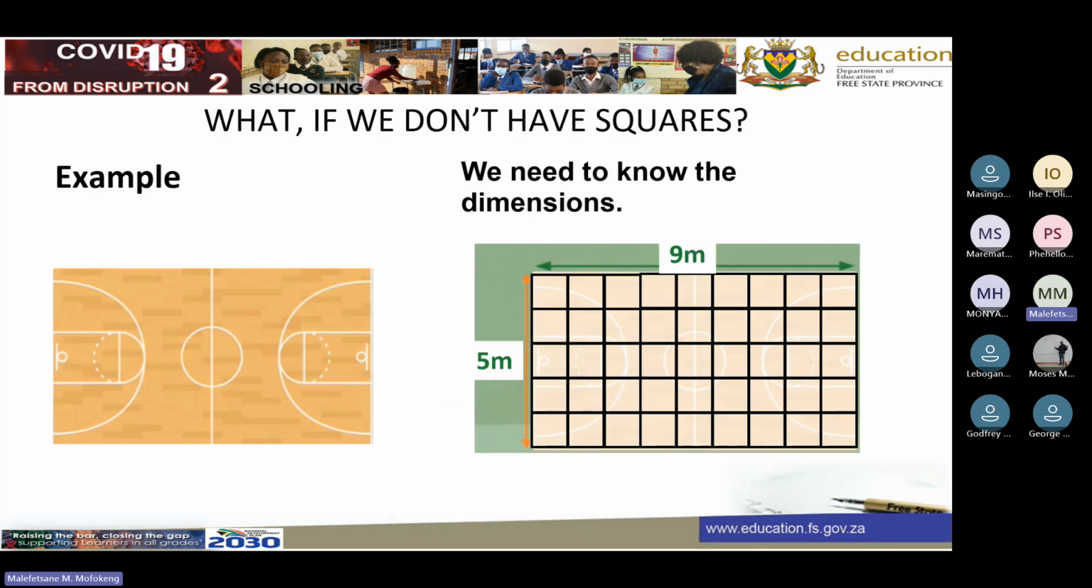However, what if we don't have squares? This is an example of a netball ground. So here we can use the third strategy, whereby you multiply the height and the length. The length, which is 9 meters, multiplied by 5 meters. And when we multiply that, it's going to give us 45.